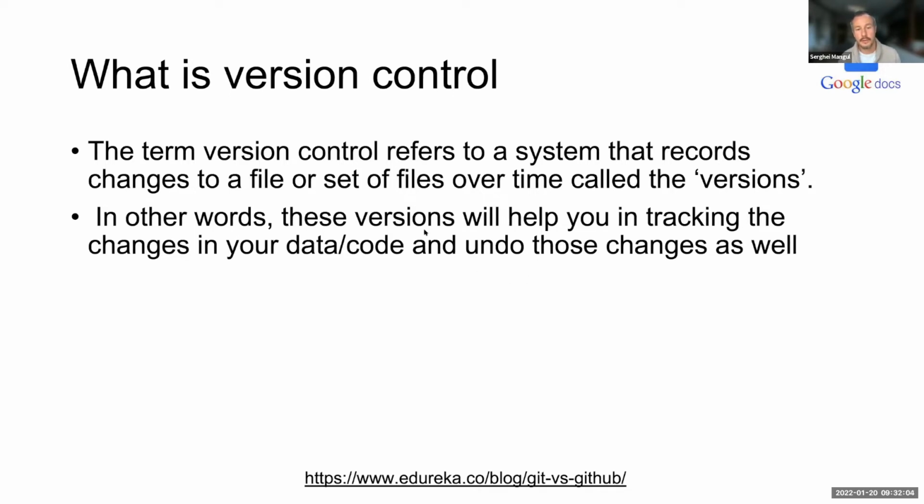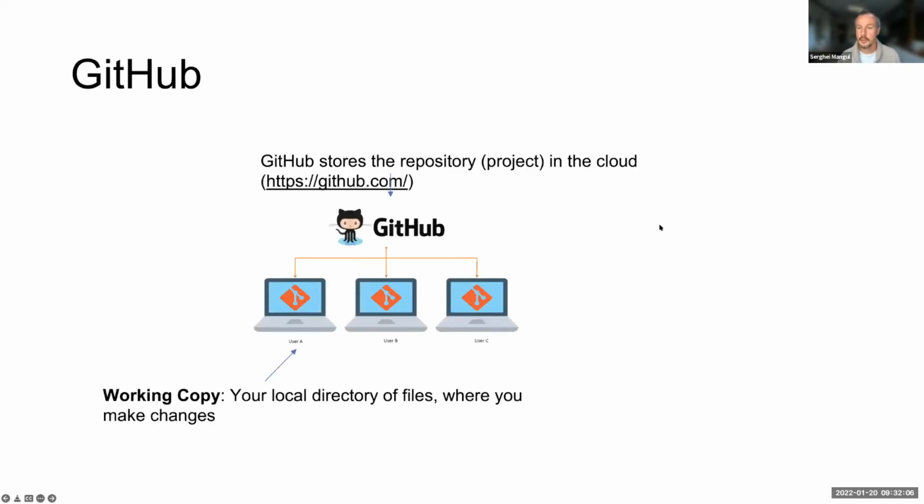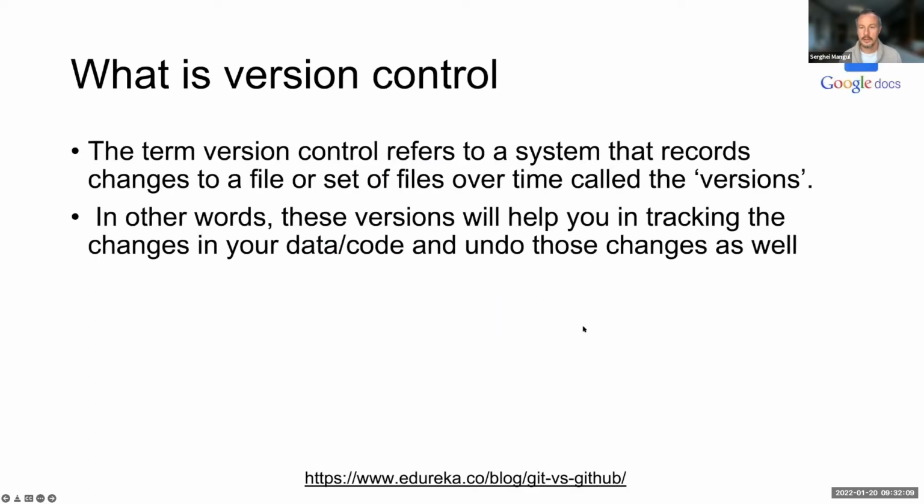In other words, these versions will help you track the changes in your data and code and undo those changes as well. That's crucial, right? You can undo those changes, meaning that you can travel back in time and get whatever version you need. That's reassuring, because it's stressful to work thinking you're not allowed to make mistakes. No, you're allowed to make mistakes. Just set up the system and travel back in time and redo things, undo things, and so on. I think that's a very good spirit.